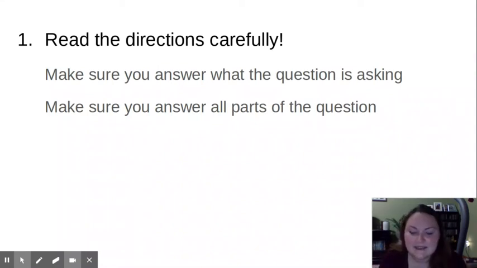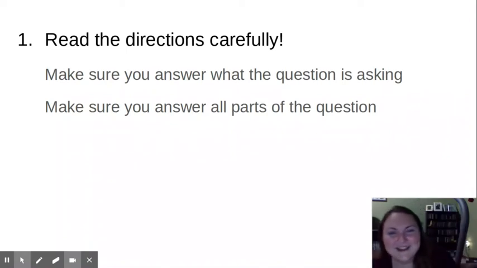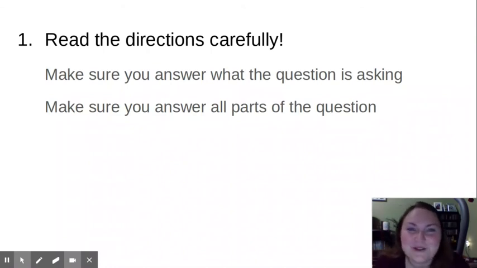Sometimes I ask, here is a problem, explain to me why the next step should be multiplication, or don't answer the question, just describe to me what you would need to do to solve the question. And sometimes students just want to give the answer. They don't want to answer the why, they don't want to describe, they just want to say the answer is 4. Make sure you're answering what the question is asking. If I'm asking you to represent something with an equation, or if I'm asking you to identify a mistake a student made, I'm not asking for the answer, I'm asking for something different.